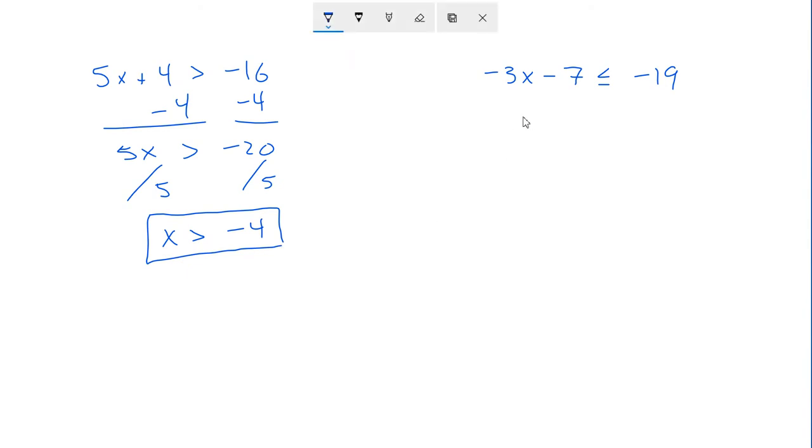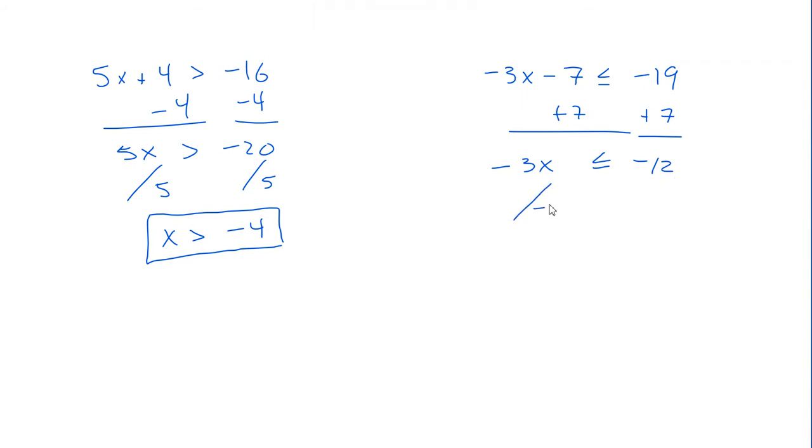Now let's do the same kind of thing for the second inequality. I'm going to move the 7 across by adding it. So I've got negative 3x is less than or equal to negative 12. Then I'm going to divide by negative 3, and you guys hear that little bell going off? Ding, ding, ding, right? When you multiply or divide by a negative, flip the direction. So I'm going to have x greater than or equal to 4.